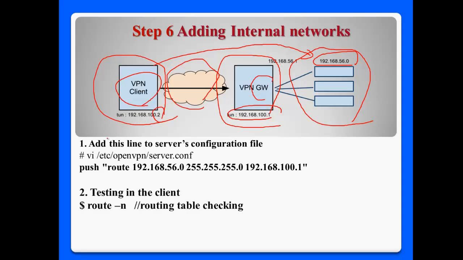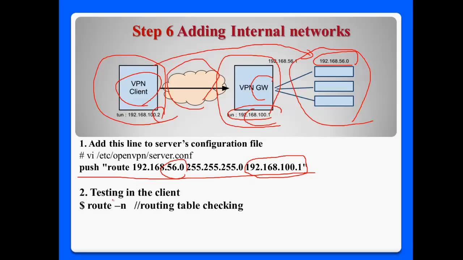In this case, in the server configuration file, we need to add this kind of line: push route 192.168.56.255.250 and 192.168.100. This one will be the gateway for this network. And after that, restart the VPN server.